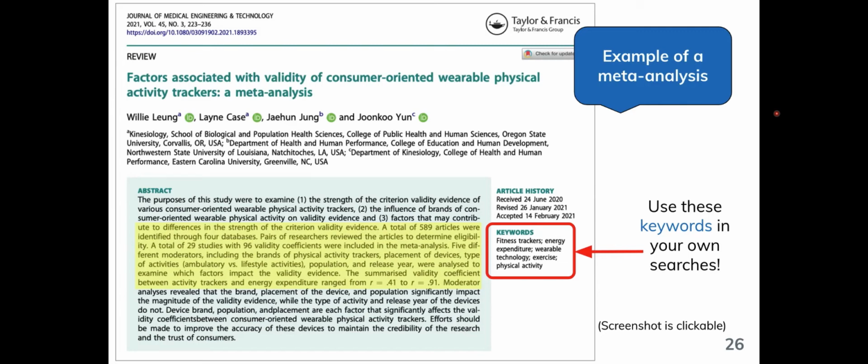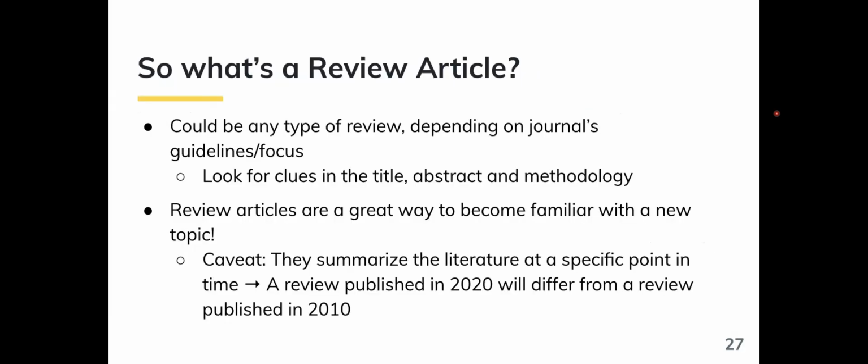Okay, I'm going to keep going. Okay, so you're probably thinking, what's a review article? That's another generic term that's thrown out quite often. I've already said it in this presentation. A review article can really be any of the types of reviews we discussed, or really any of those 14 types of reviews that Grant and Booth identified in their article. It really depends on the journal's guidelines and focus.